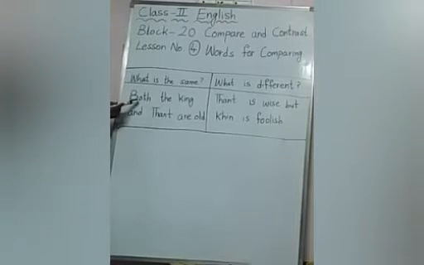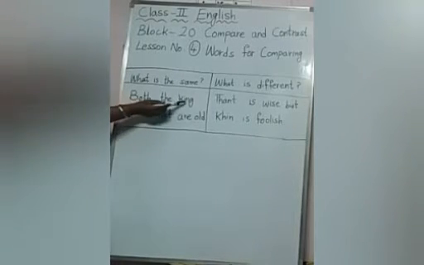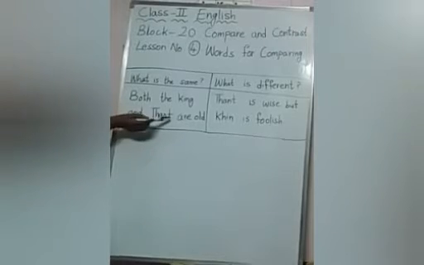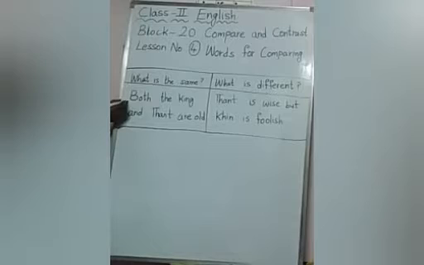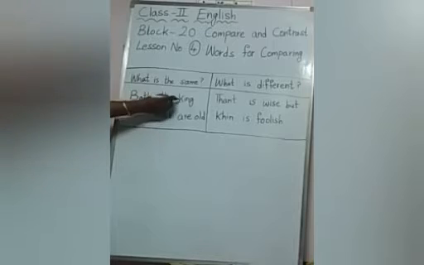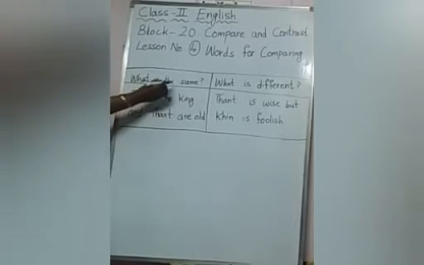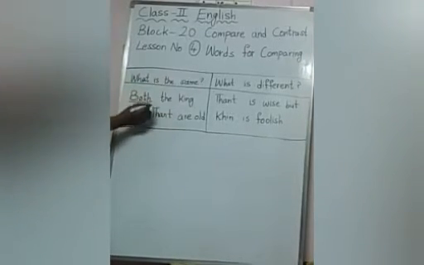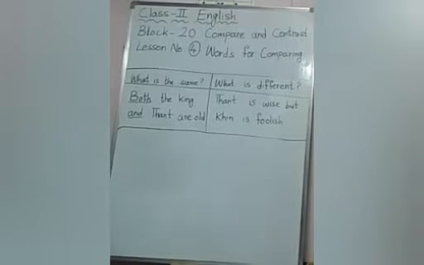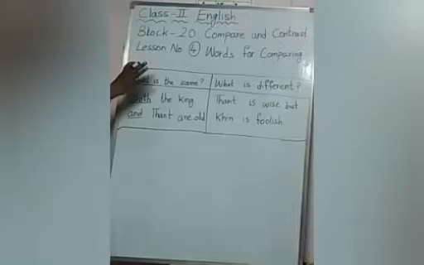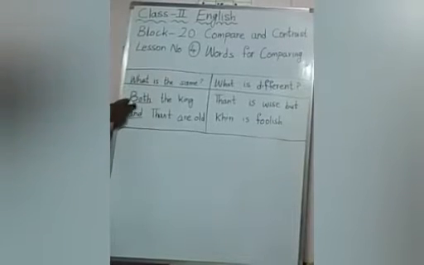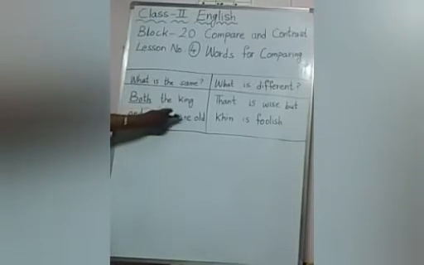Let me tell you, children. Both the king and Tant are old. So here, children, the words both and we are using to describe king and Tant. Similarities. We are describing the similarities of king and Tant. What are same about king and Tant? Both the king and Tant are old.